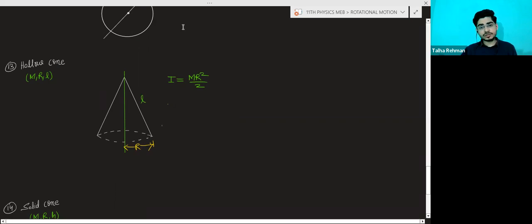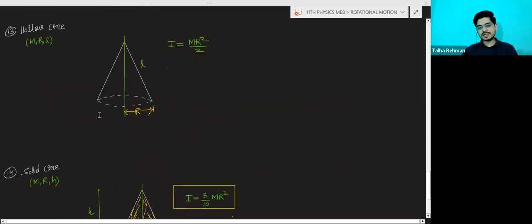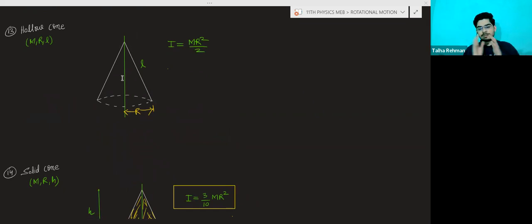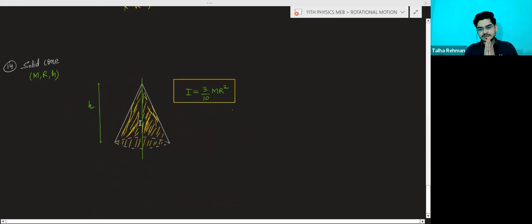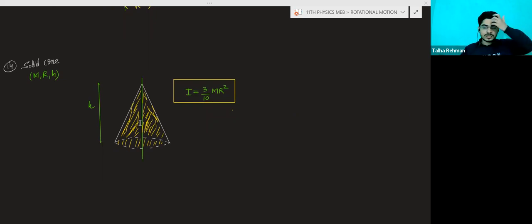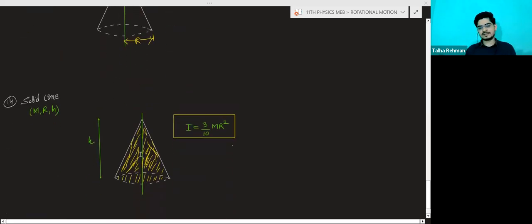And one more thing I want to add here: the moment of inertia of the solid cone is less as compared to the hollow cone. The reason is the same, because in the case of the hollow cone, the mass is far apart from the axis, but here the mass is uniformly distributed. So here all the mass is far apart, R is more; here R is less.